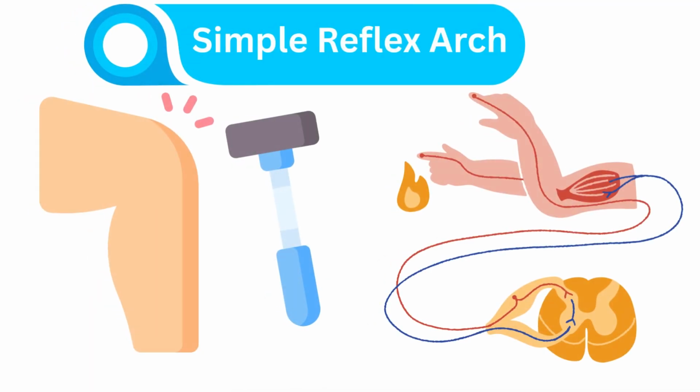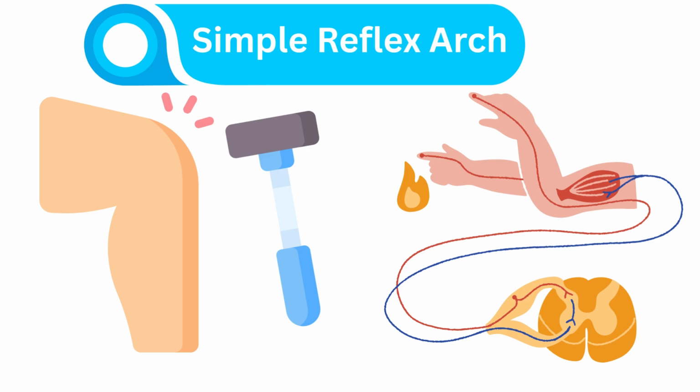A reflex arc is the pathway that a message follows when your body reacts quickly to something without thinking. For example, pulling your legs away from something hot, or closing your eyes when an object is about to enter. It is a fast and automatic response to protect you. Here is how it works.